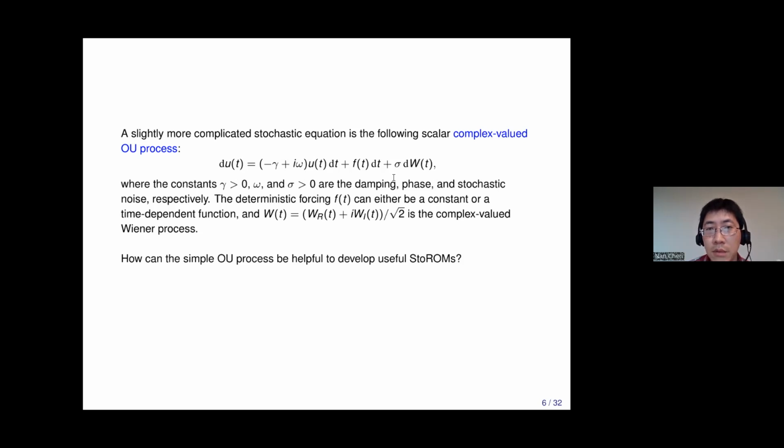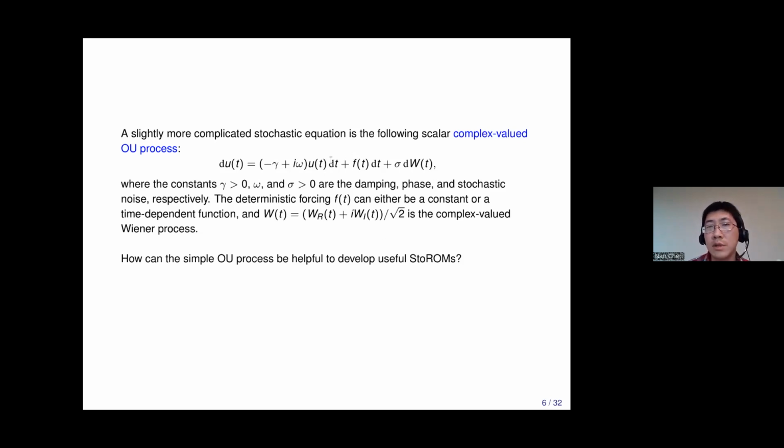So this W now becomes a complex white noise, which is a real white noise plus i times another real white noise, over square root of 2, to make sure the variance of this part equals 1. But this is essentially similar to the previous case, I just try to introduce what we call the phase term. Usually it is a term to describe the oscillations of the system. Without noise, you can think gamma is a damping, this omega is a phase, and this F is a forcing.